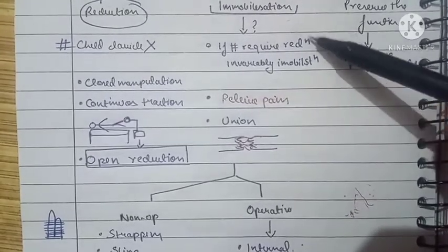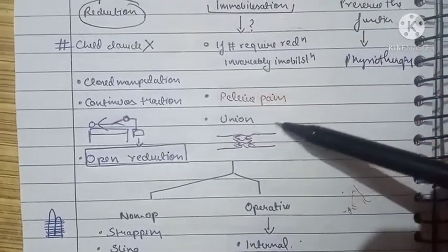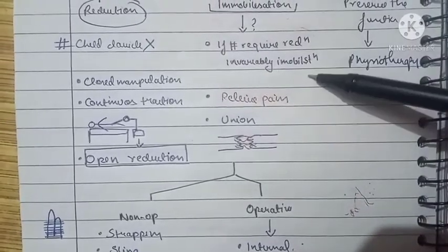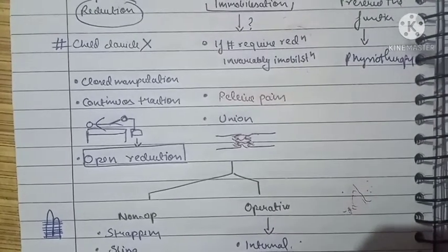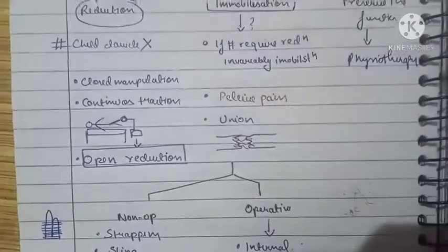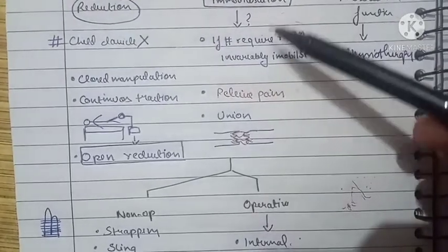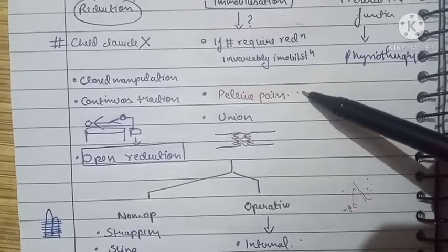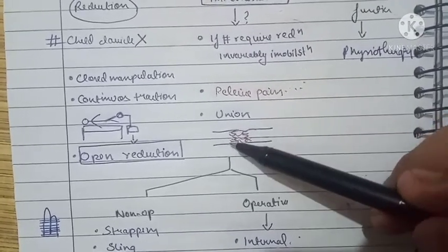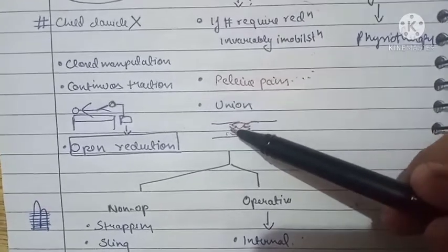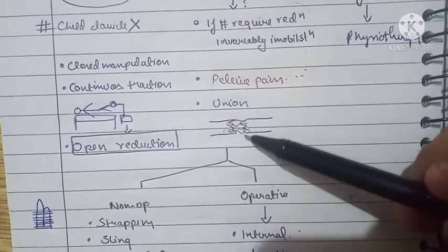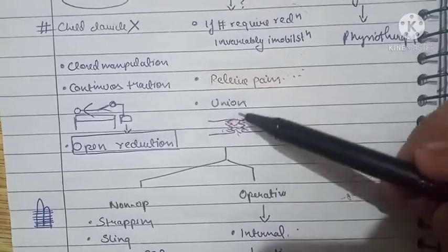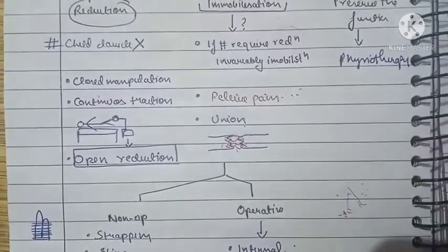Talking about immobilization, if a fracture required reduction, invariably it will require immobilization, because most fractures without immobilization will return back to the position of fracture. The main point to be noted is that immobilization relieves pain. And the third thing is, the new capillaries that are formed at the point of fracture are fragile, and if it is not immobilized, there will be no union and these capillaries will break again. So immobilization helps in union of the fracture.